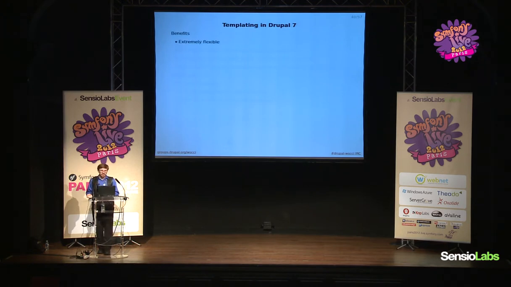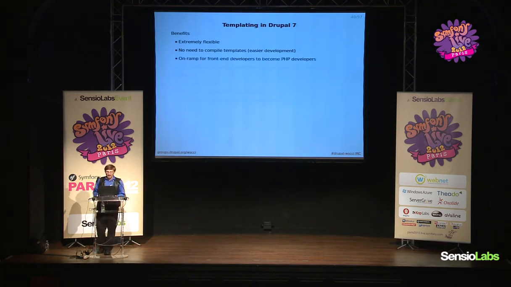This is very flexible. We don't need to deal with compiling templates, which makes development easier. It acts as a nice on-ramp for front-end developers. We have a lot of developers in Drupal who started as front-end developers, as themers, writing templates, and then moved into being module developers. So that's not an uncommon on-ramp. And to be fair, all template languages eventually become Turing-complete. We just kind of cut to the chase and started using PHP because it was already a Turing-complete template language.